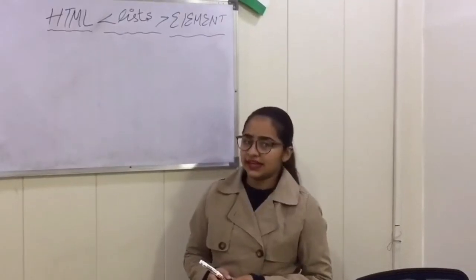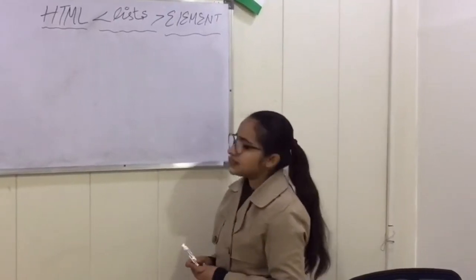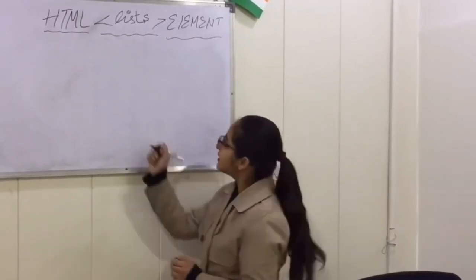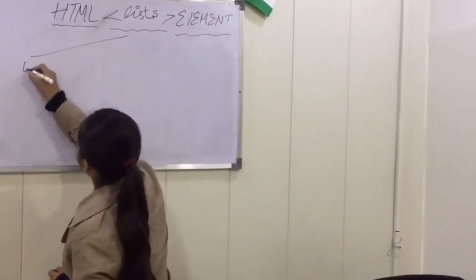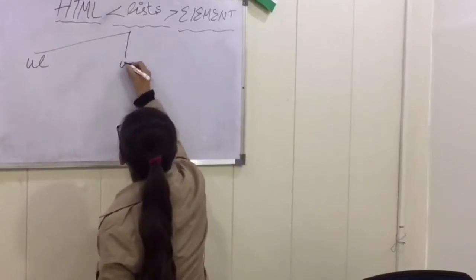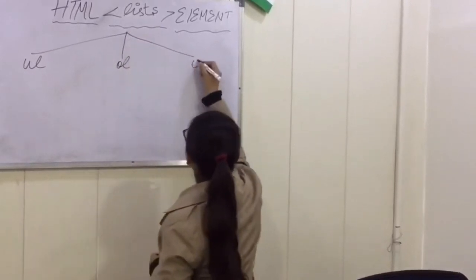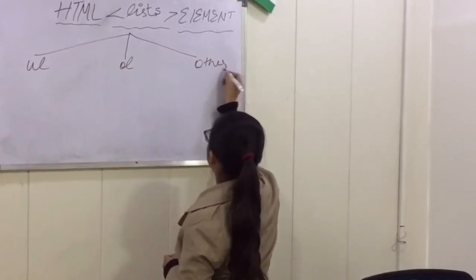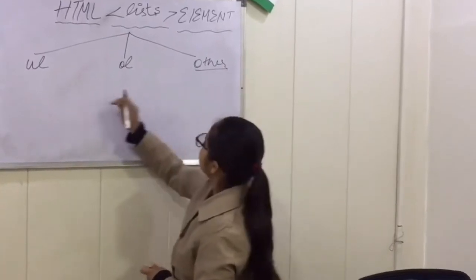So today we are going to discuss the topic elements of listing in HTML. Now we will discuss the listing elements in HTML. So the listing can be done into three types, that is UL, OL and other. The other is rarely used in HTML.